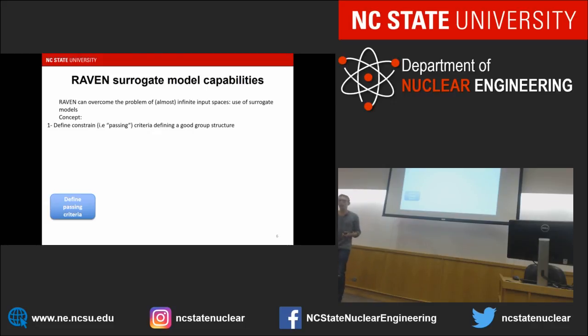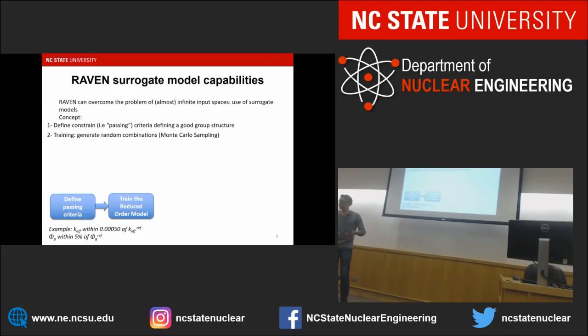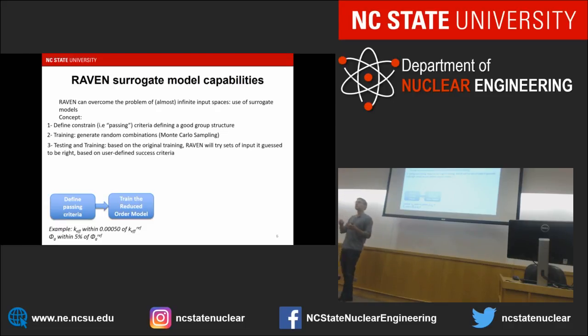First, you define a constraint, let's say a passing criteria, something that would define a good group structure. For example, let's say 5% of the reference group flux. That's just an example. Second, Raven is going to train. It's going to randomly generate inputs and try them and just keep it in the database. And then Raven is going to do tests and training.